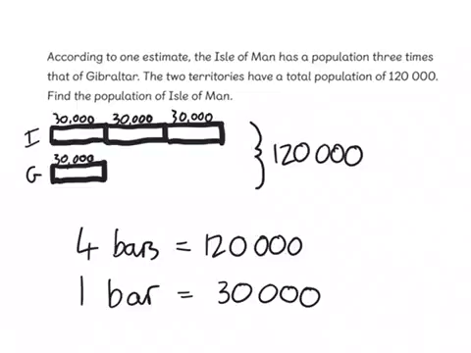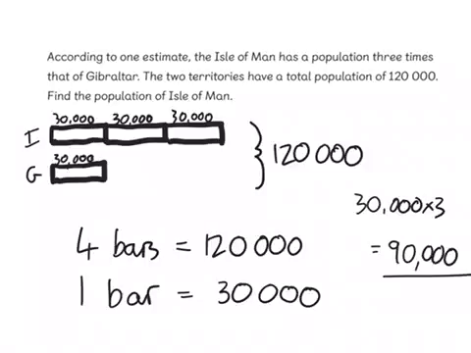And the question says, find the population of the Isle of Man. Because we know what each of the individual bars is worth, we can work out that the population of the Isle of Man is 90,000, 3 lots of 30,000. 30,000 multiplied by 3 gives us 90,000.